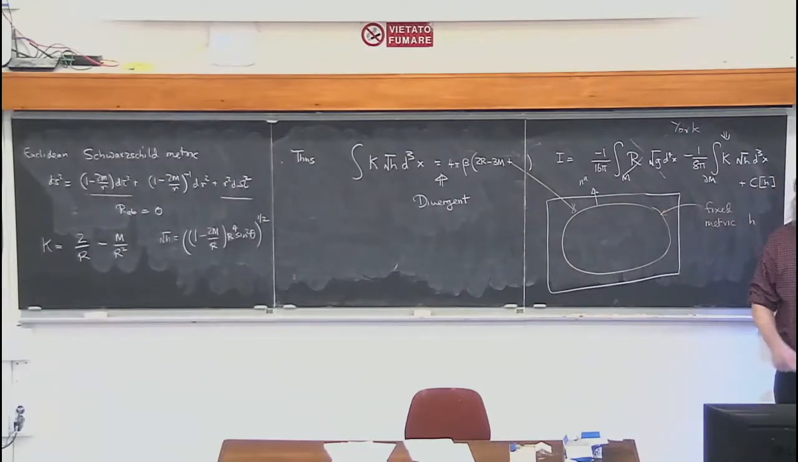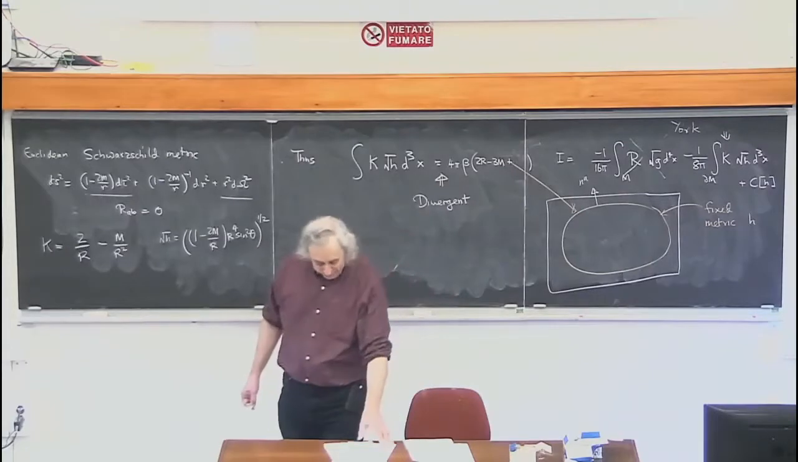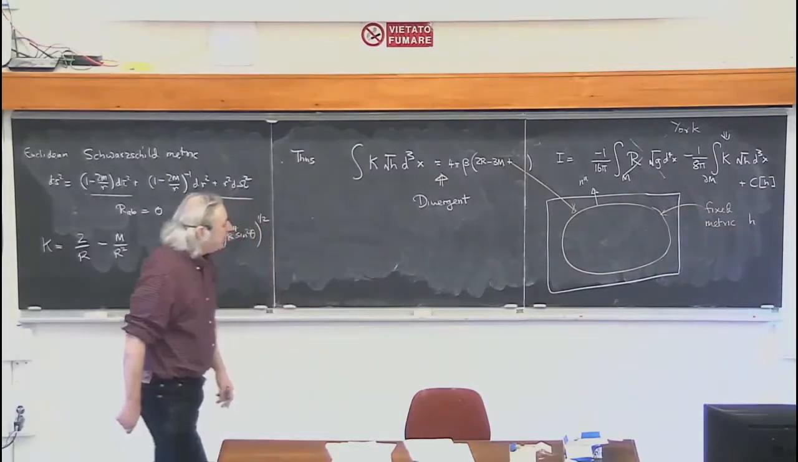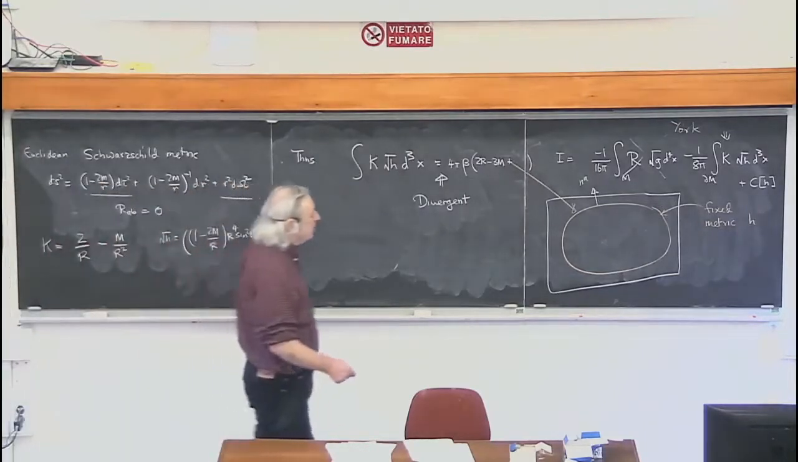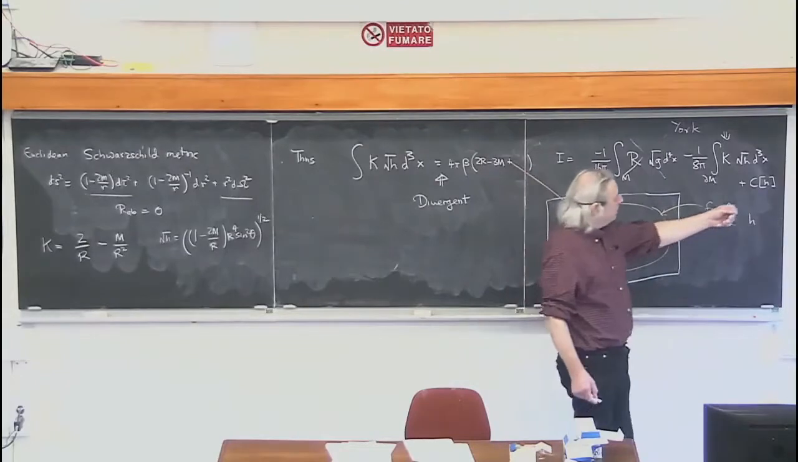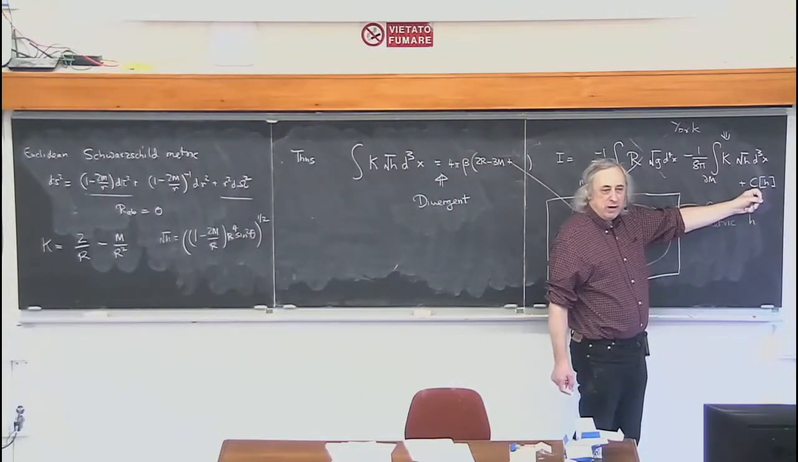And so you'd be inclined to give up. However, we should be a bit braver than that. After all, we're doing physics, not mathematics. And sometimes you need to take emergency measures. We've already taken it. Here, there is a C of h. This is some unknown functional of the metric on the boundary.